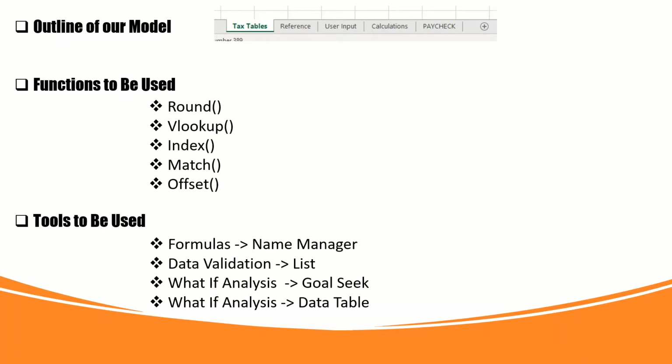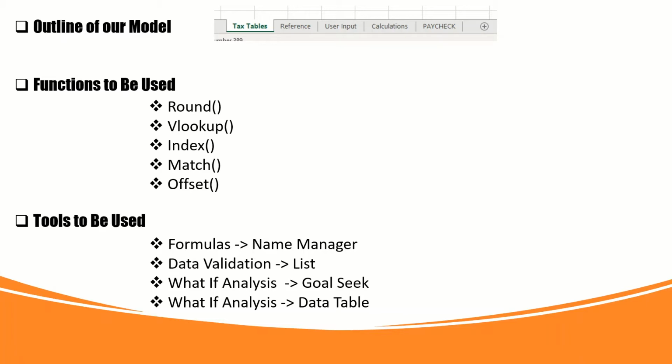So the outline for our model is we're going to have 5 tabs. We're going to have a tab with just the tax tables. And I'm doing this for multiple years, because if you do this, you're going to want to have it for multiple years. So it's got to be set up to be able to handle multiple years.